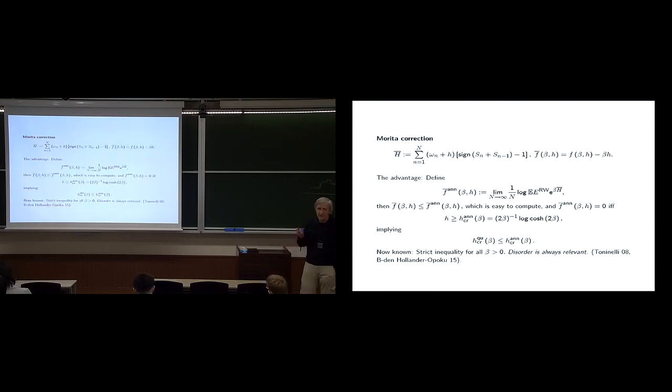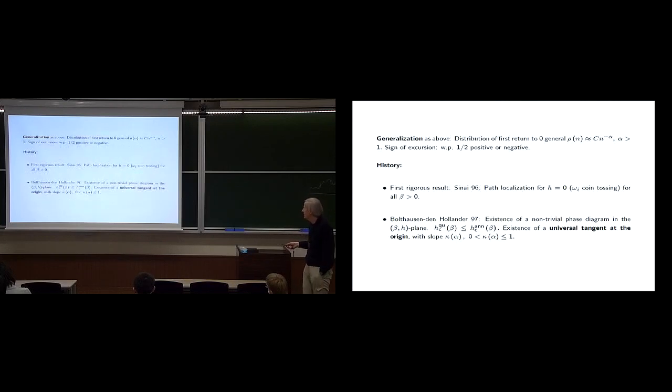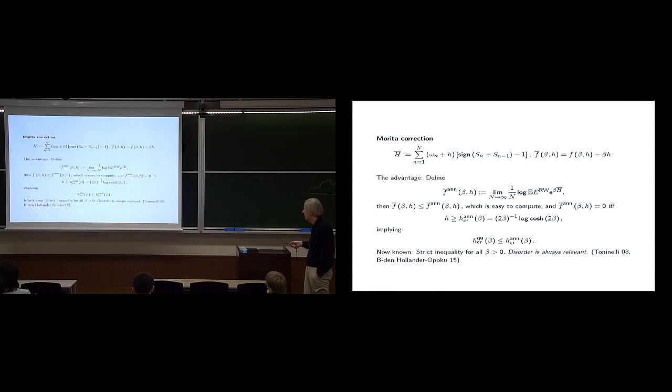Now, maybe I can already mention that the first rigorous result was 20 years ago by Sinai, who proved that you have localization at h equal to 0, for all beta. At h equals 0, there's no critical value for beta. It's always localizing here. That was first proved by Sinai. Now, the next point is that if h is large enough, maybe depending on beta, then it starts to delocalize. And we first proved that in the paper with Frank den Hollander also some time ago.